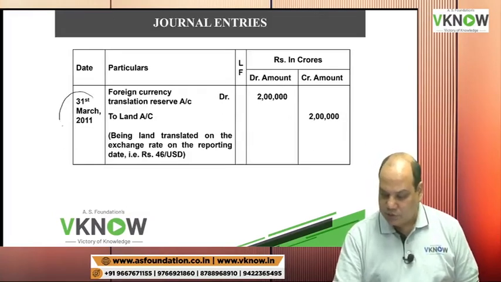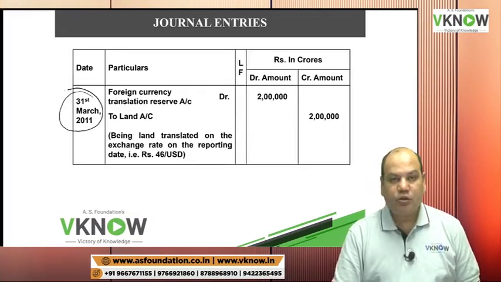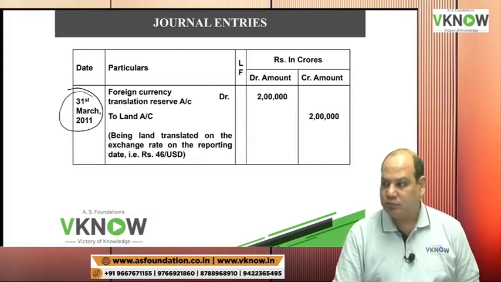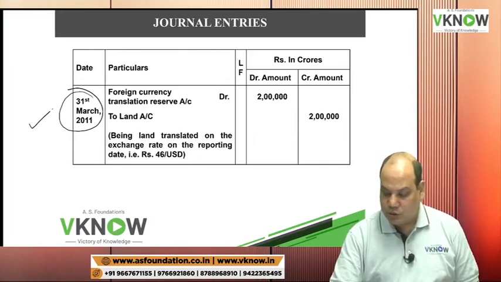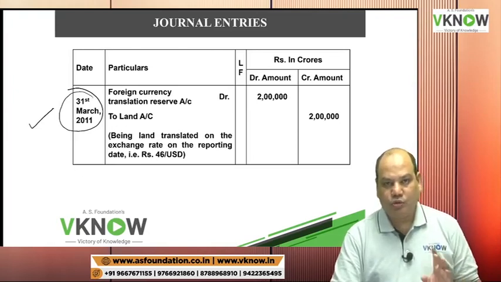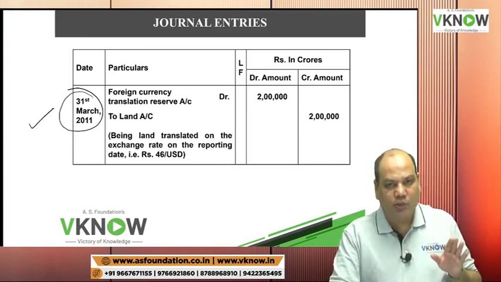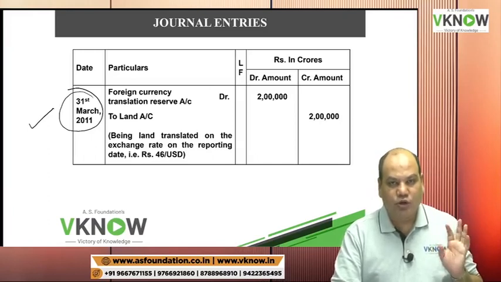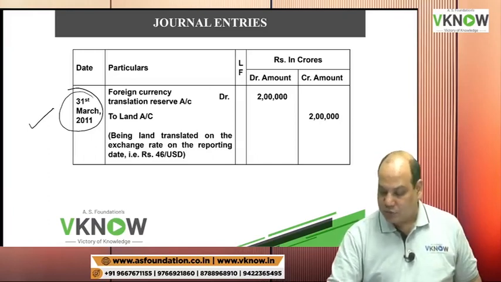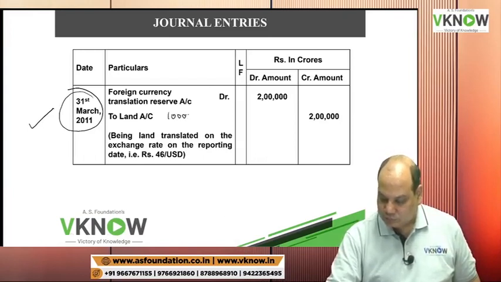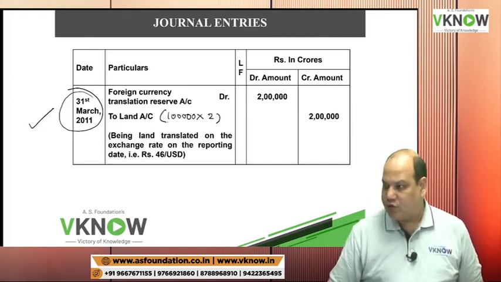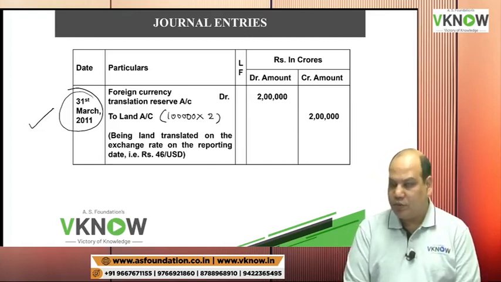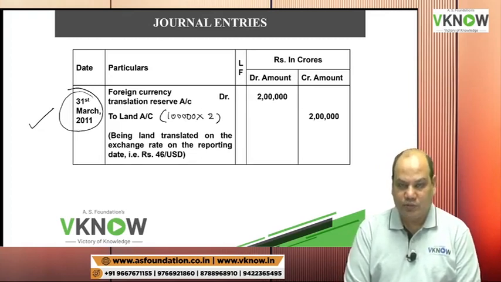Now write down 31st March 11. We are going to revalue both land and loan. You can do it together or you can do it separately. So now I am going to record separately. So in the second year, what happened? The exchange rate has gone down by 2 rupees, from 48 to 46.